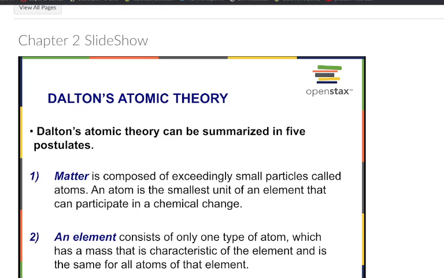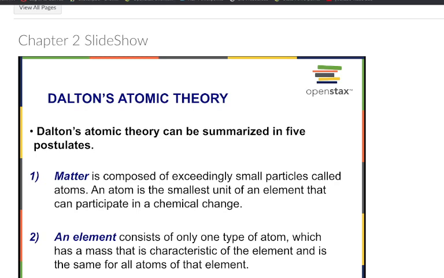Dalton's atomic theory consists of two major postulates. Number one, matter is composed of exceedingly small particles called atoms. An atom is the smallest unit of an element that can participate in a chemical change or a chemical reaction. Number two, an element consists of only one type of atom, which has a mass that is characteristic of that element and is the same for all atoms of that element.